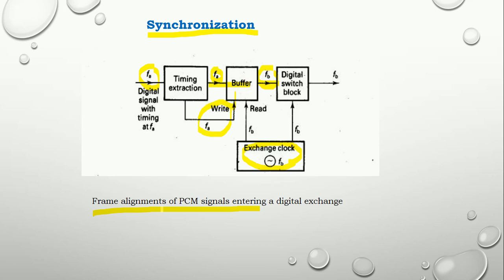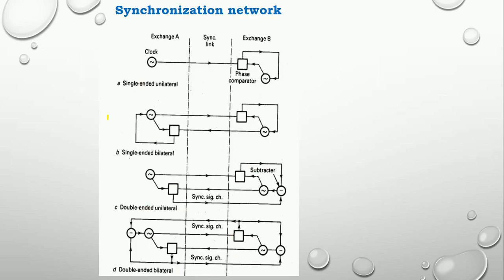That is about the frame alignment. So you need to write this diagram and you need to explain frame slip. So what happens when the buffer is full and what happens when the buffer is empty. So that is about the synchronization of the signals in a digital exchange. And the last one is synchronization network.